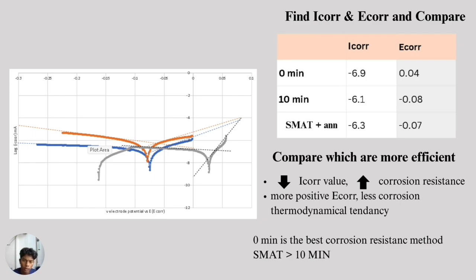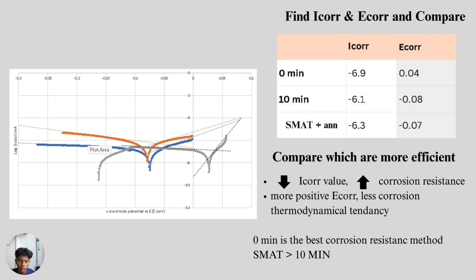So to compare which are more efficient, we can look for the Icorr value. If the Icorr value is low, it has a high corrosion resistance. And if more positive Ecorr, it has less corrosion thermodynamical tendency. So looking at the table, we know that 0-minute is the best corrosion resistant because it has the lowest Icorr value.